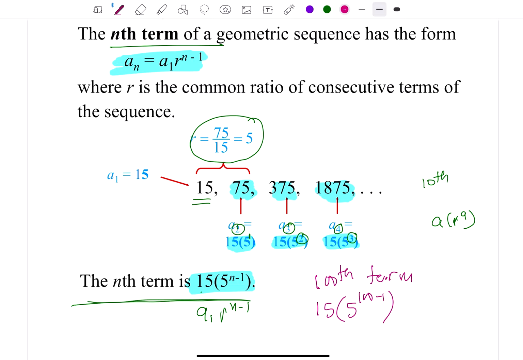And that's going to be 2.36 times 10 to the 70th power. So a really, really large number. 2.36 times 10 to the 70th power, written in scientific notation.